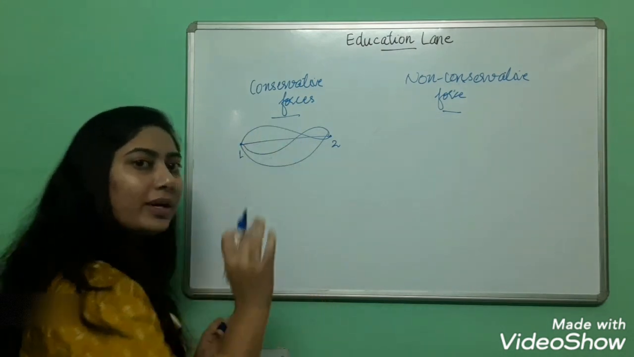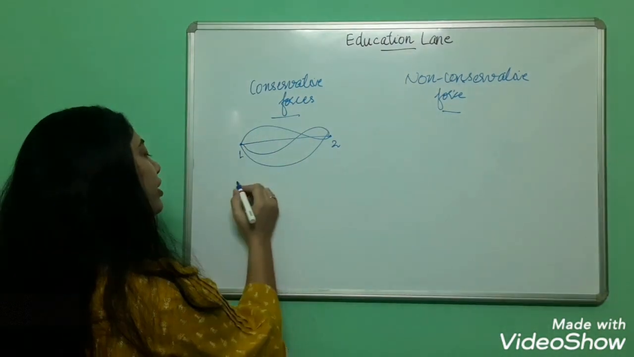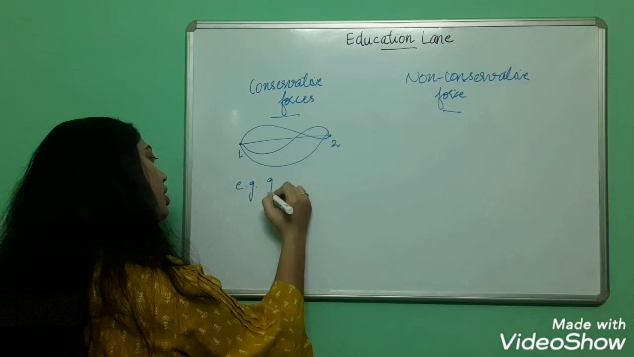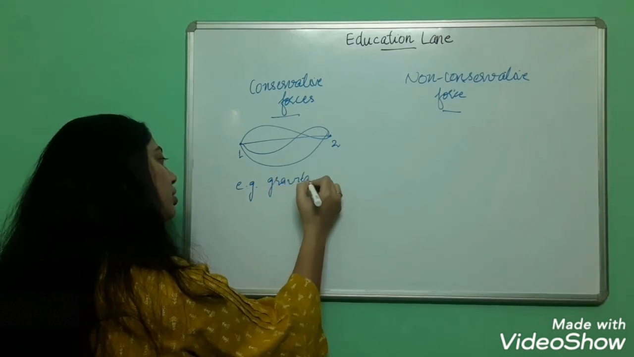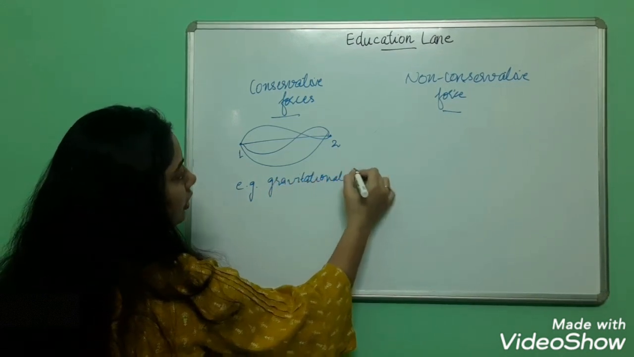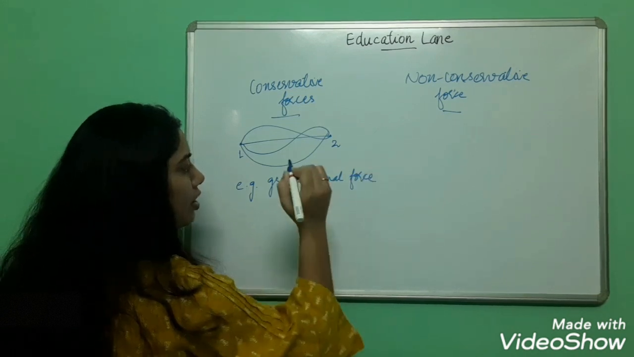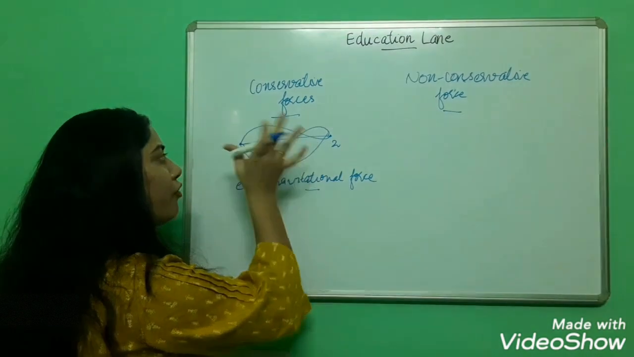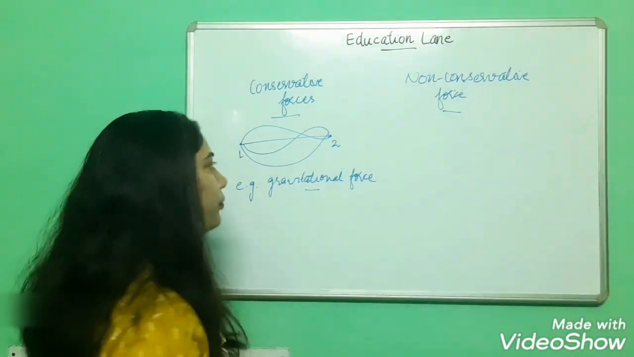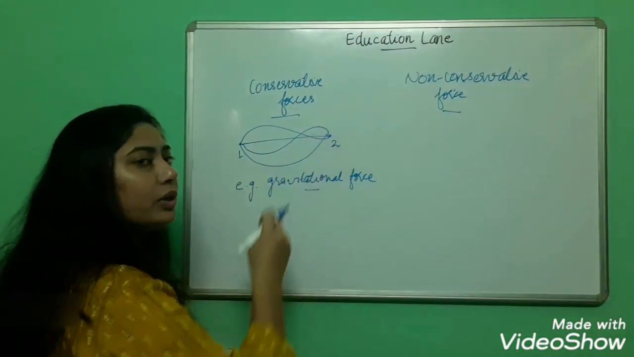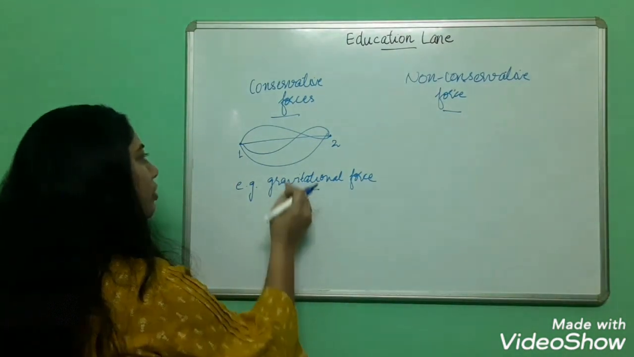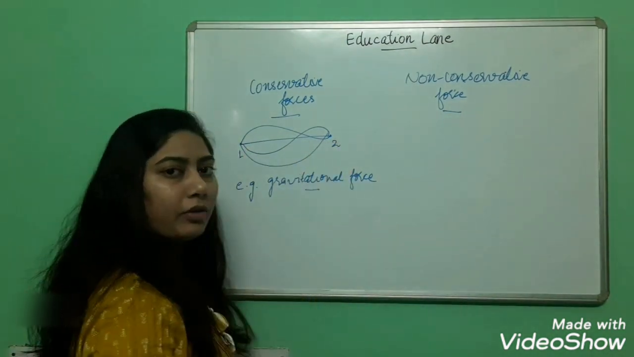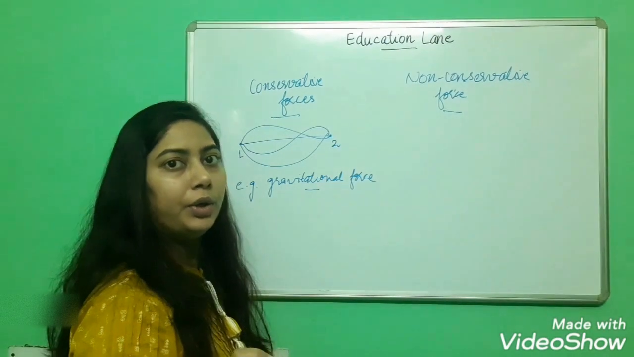Result will always be same. Example, gravitational force. Gravitational force will depend upon point 1 and 2, how far these point 1 and 2 are. It will not depend upon the path taken. It will always take a straight path from point 1 to point 2.